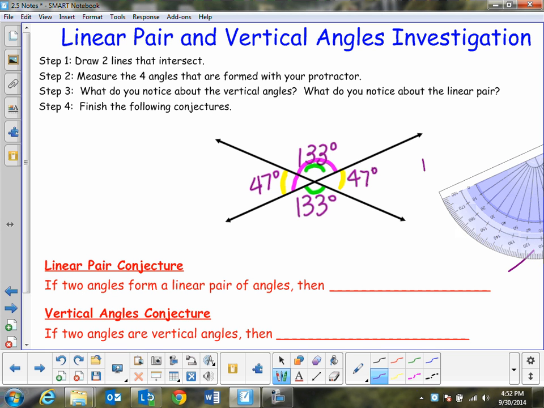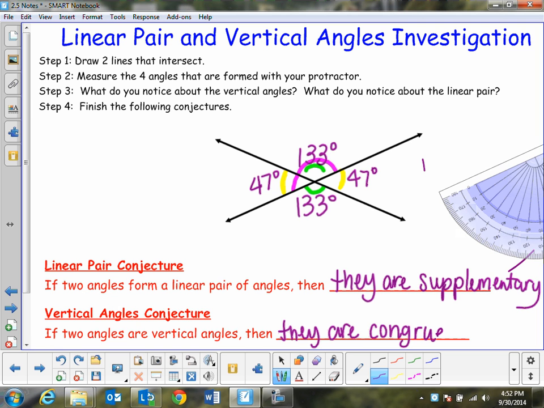So the first conjecture of linear pairs: if 2 angles form a linear pair of angles, then what do we call angles that add up to 180? Supplementary. So we're going to write, then they are supplementary. And then what do we notice about the vertical angles? If the 2 angles are vertical angles, then they are congruent. Having proof right there using that protractor.